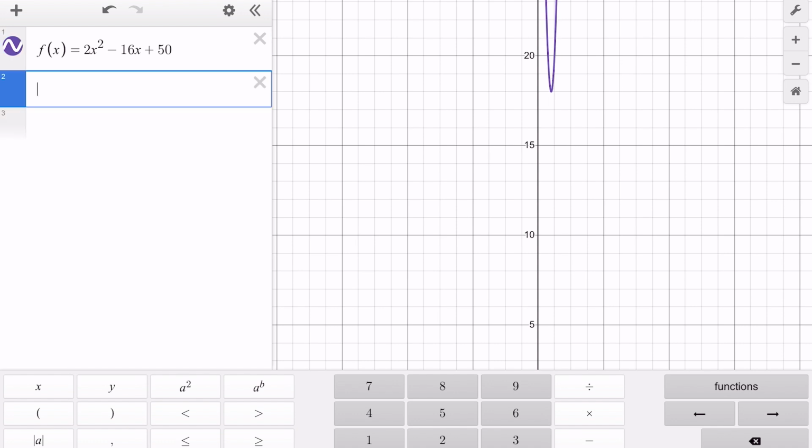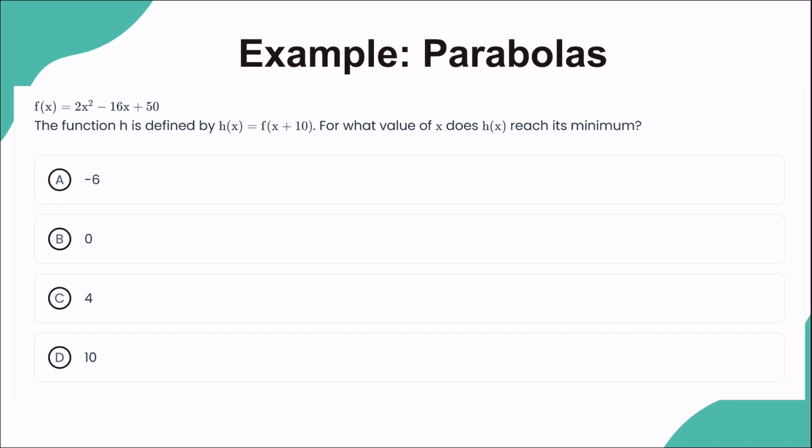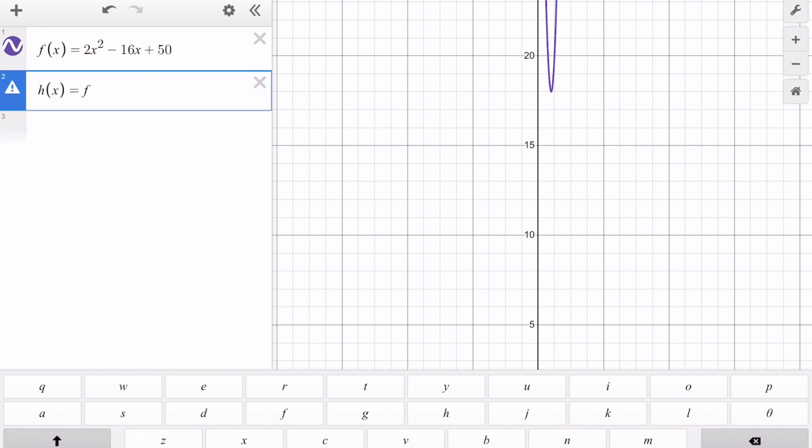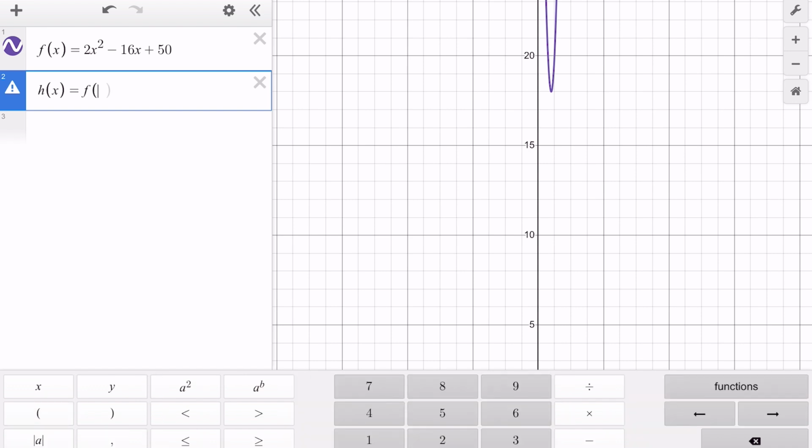Now, what I can also do, which is really powerful, is I can define h of x with this transformation, and it'll understand what I'm trying to do and show me that transformation. So, h of x equals f of x plus 10, right? This is exactly how our problem told us it was defined. I just typed in what our problem told us. I didn't make any leaps. I didn't do any math. I'm just giving us exactly what the problem gave us.